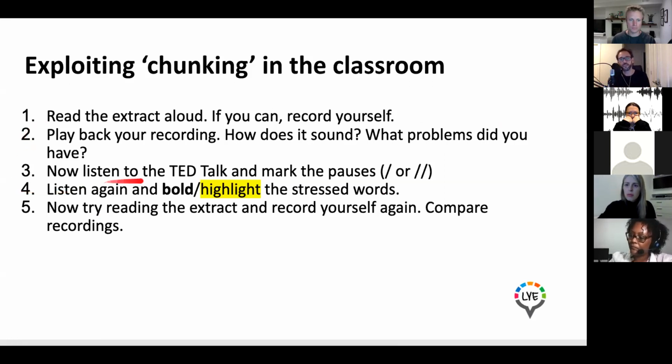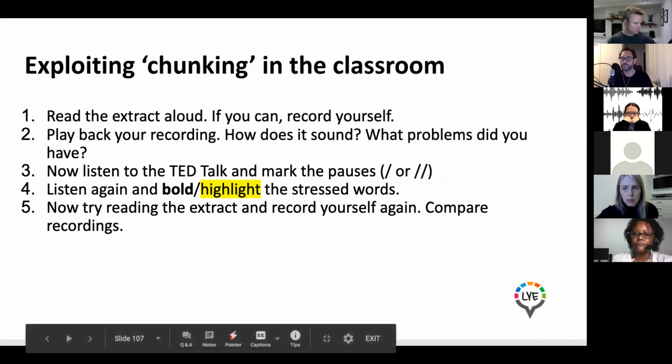So the third thing we would do is we would ask our students to mark pauses. Again, the way I do this, I choose 1 backslash for very short pauses and 2 backslashes for longer pauses. And then once they have done that, I ask them to listen again and either bold or highlight the words that were stressed in each of those thought groups. And then I would have them record themselves reading the extract a second time. Now they have 2 comparison points. They have their first try and they have the second try with the Soundscripting.